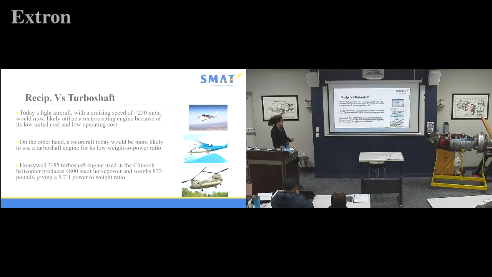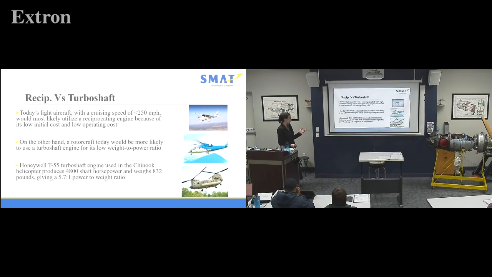But today's light aircraft that have a cruising speed of 250 miles per hour or less would most likely utilize a reciprocating engine because, I hate to say it, they do cost less and they're less expensive to maintain, so there's that. But a rotorcraft would more likely use a turboshaft because of the low weight to power ratio.